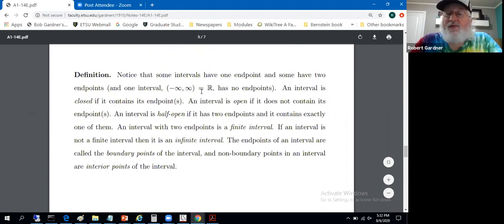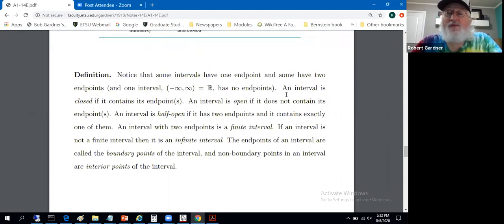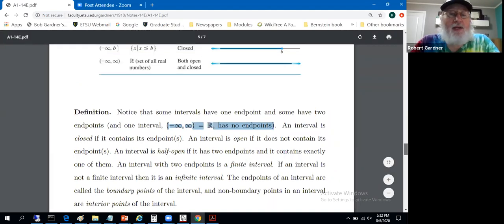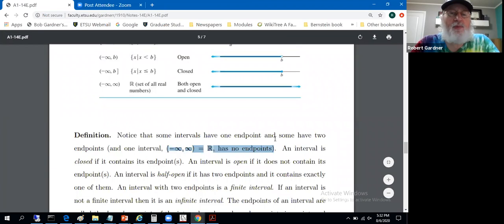We could more formally define intervals as open and closed as follows. An interval is closed if it contains its endpoint(s). I parenthetically put the S because it might only have one endpoint. It might not have any endpoints if it's this particular interval. But an interval is closed if it contains its endpoint or endpoints. An interval is open if it doesn't contain its endpoint or endpoints. I leave it to you to think through the logic behind the claim that the whole real number line is both open and closed.